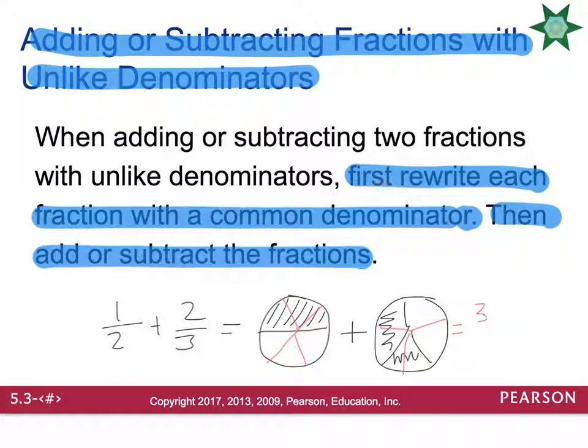So now instead of 1/2 plus 2/3, I have 3/6 plus 4/6. You see now each of my pizzas has 6 pieces and they're the same size. Then I can just add those and I get 7/6, which is an improper fraction, but that's fine. You can leave it in that form.